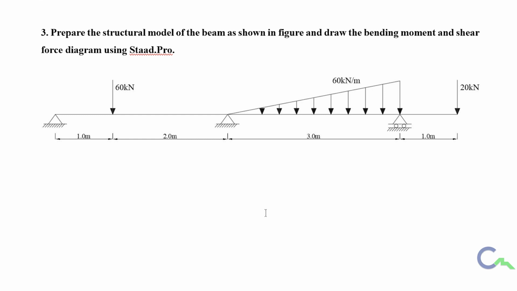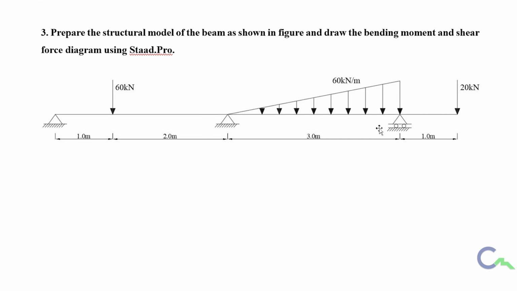They have given three spans. The first two spans are of 3 meters, and there is one more span, an overhanging portion, of 1 meter. The first span is supported on two hinged supports. The second span is supported on the left side by a hinged support, and on the right side by a roller support. The first span is loaded with a concentrated load of 60 kN.